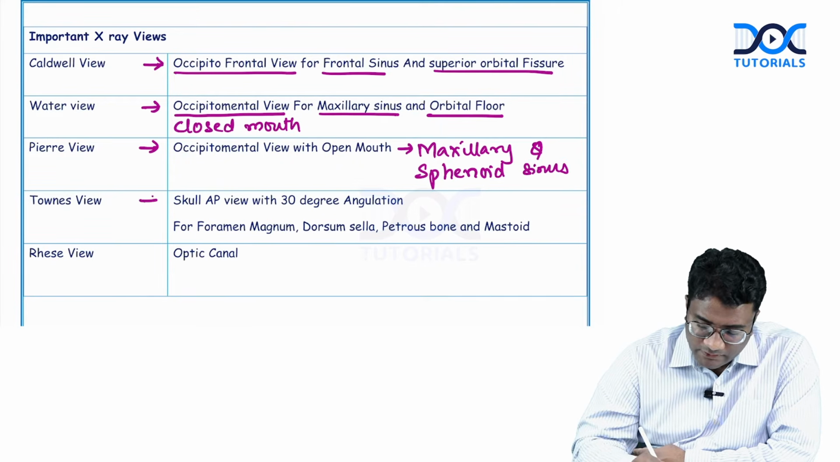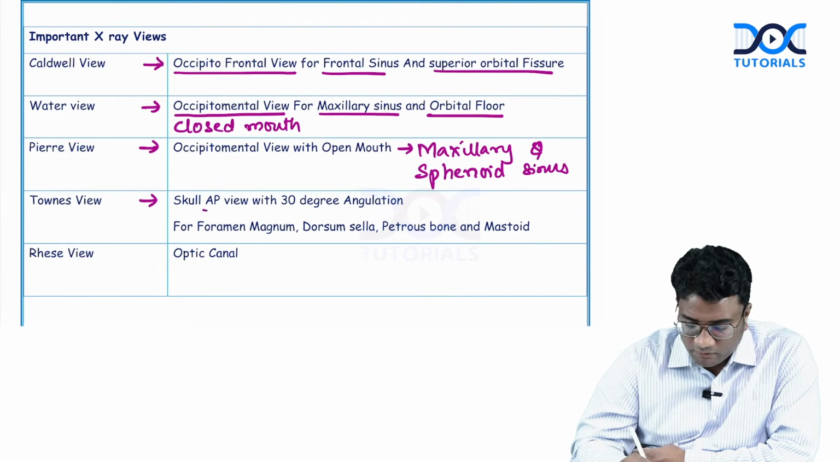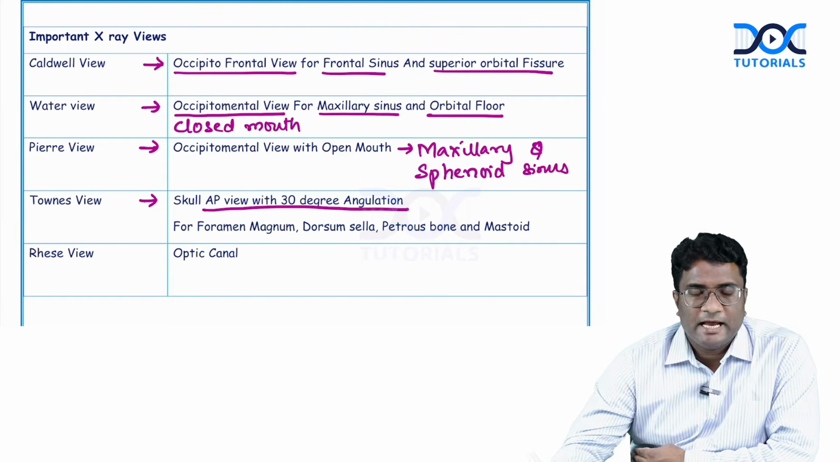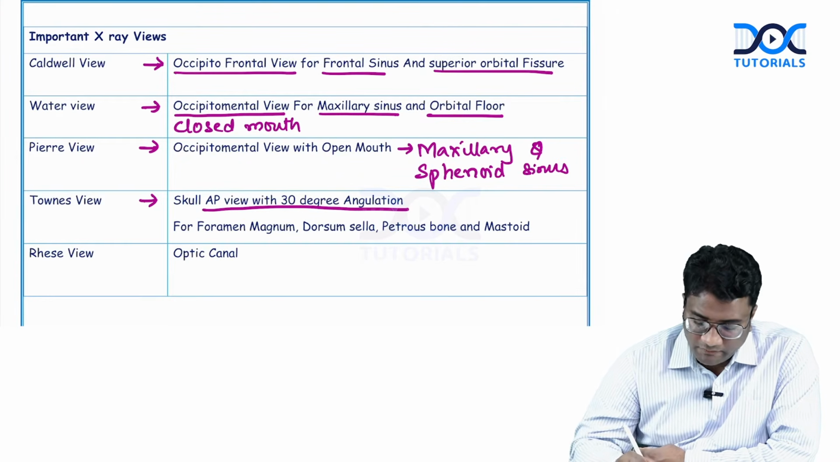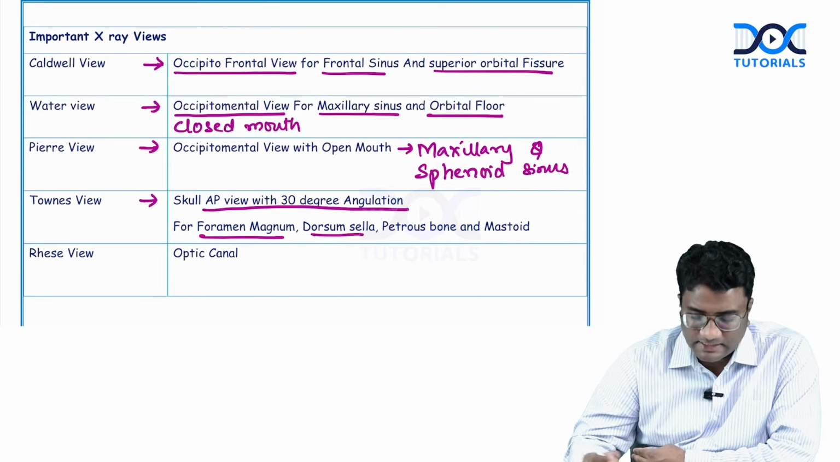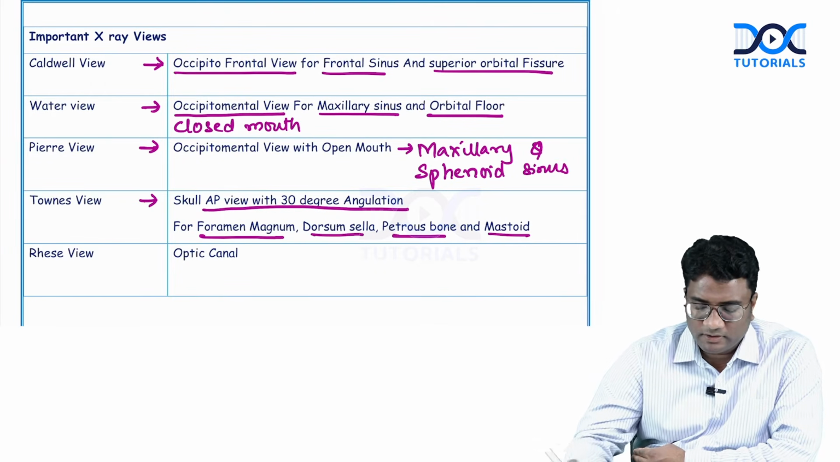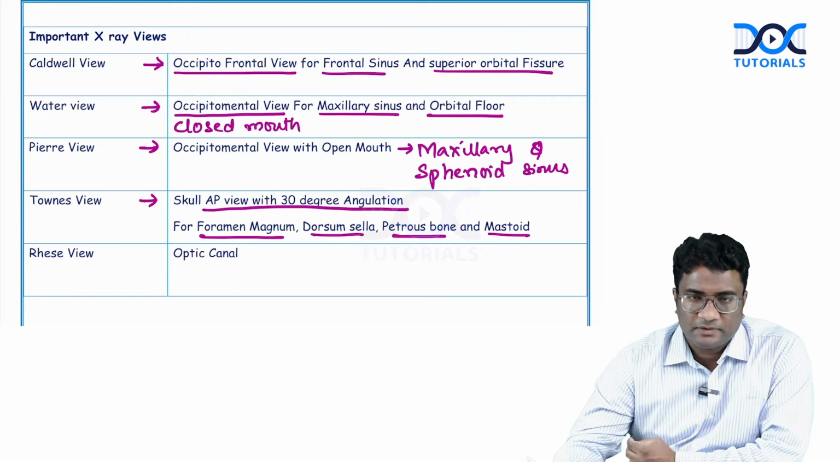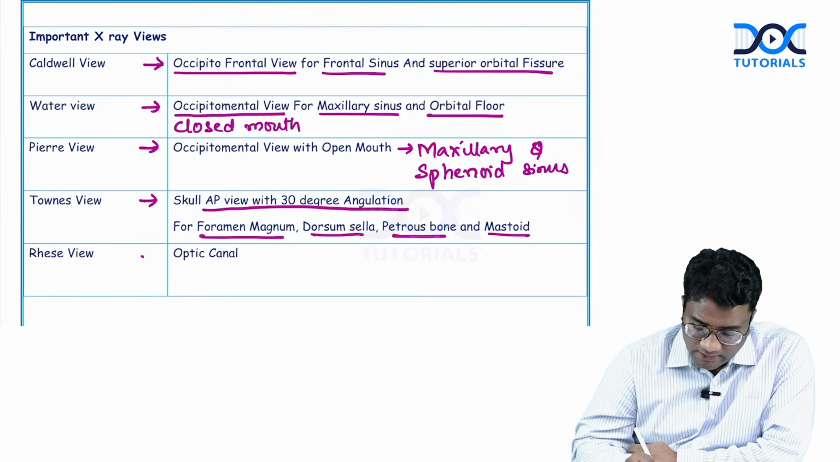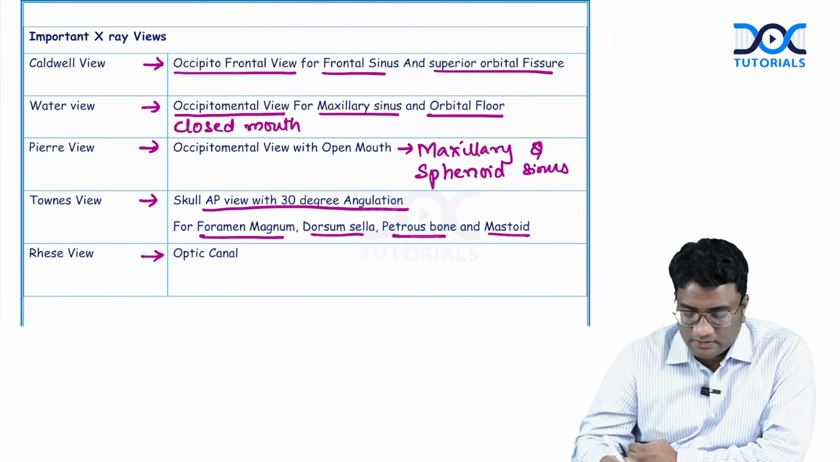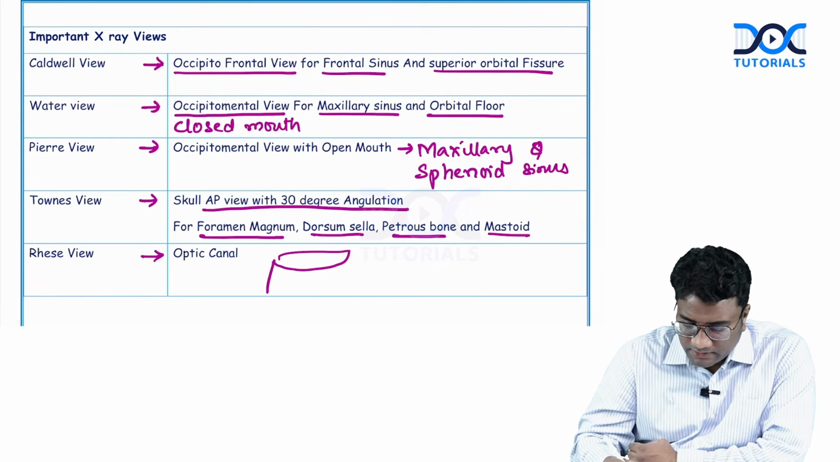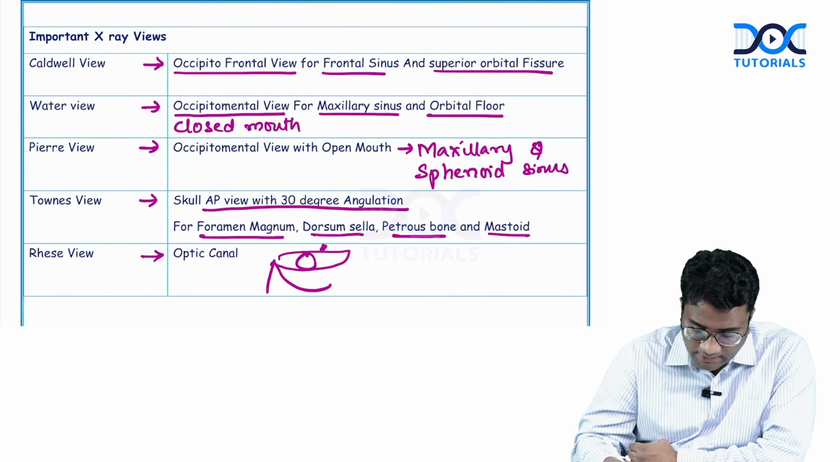Townes view, we learnt, is a skull radiograph which is an AP view with 30-degree angulation. What is this Townes view used to look at? The foramen magnum. You can see the dorsum sellae, the petrous bone and the mastoid cells. This is Townes view. Rhese view, we learnt, is for the optic canal, right? So, I had asked you to remember it like that. That is your Rhese view for the optic canal.